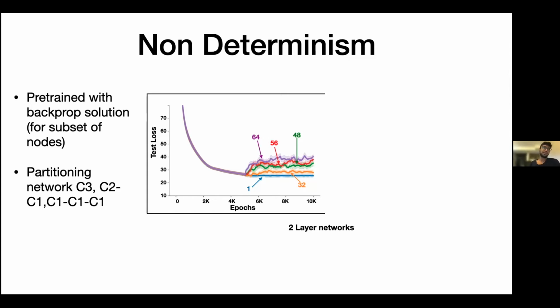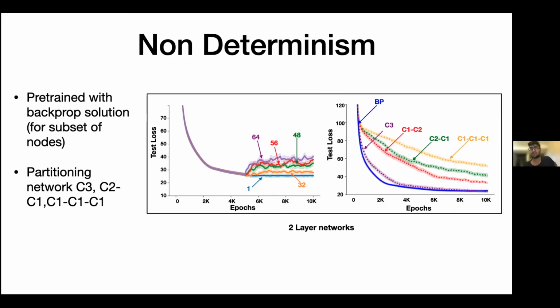The other thing we tried was a partitioning scheme. In the current scheme, each layer is a stochastic layer. What happens if we have a mix of stochastic and deterministic layers? A C3 network is basically a two-layer neural network with the last layer being stochastic, or the last activation being stochastic. C2, C1 would simply mean that we have a single-layer neural network which is stochastic, followed by a linear layer which is stochastic. And C1, C1, C1 is the standard network in which all the layers are linear and stochastic.